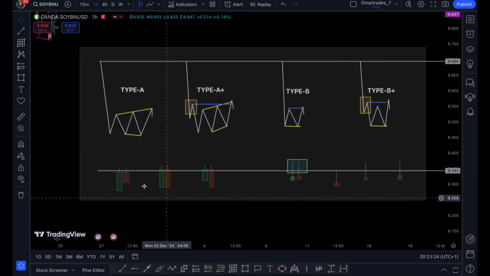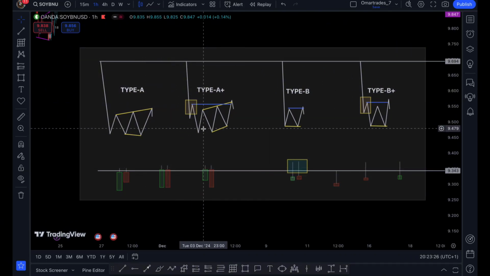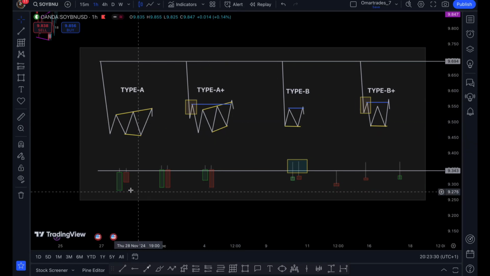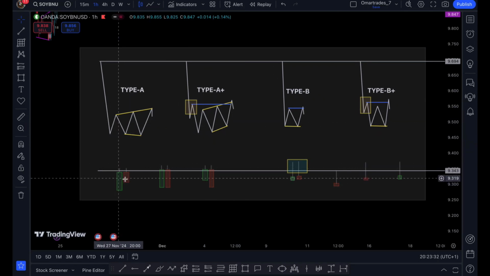Now, like I said, you can go back to the previous episode. I've explained the in-depth of these setups right there. Now this is a retrace. It has to close 50% of this previous candle, and then you take on the break.